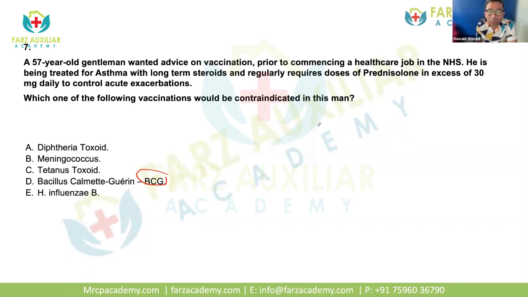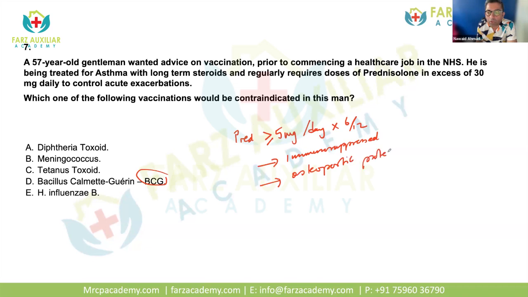So how do you classify immunosuppression if somebody is on steroids? If they have been on prednisolone greater than or equal to 5 milligram per day for at least 6 months, they can be classified as immunosuppressed. And this is also the requirement for somebody needing osteoporotic protection. So if they have been on this dose of prednisolone for at least 6 months, then they are immunosuppressed and they will need osteoporosis protection.